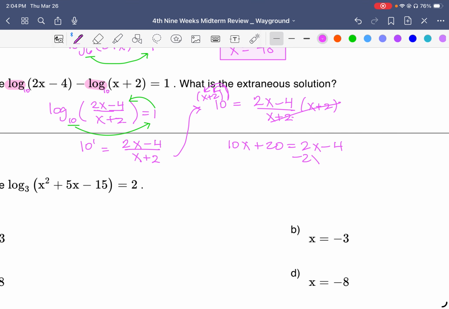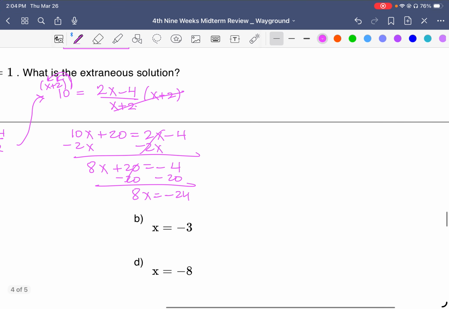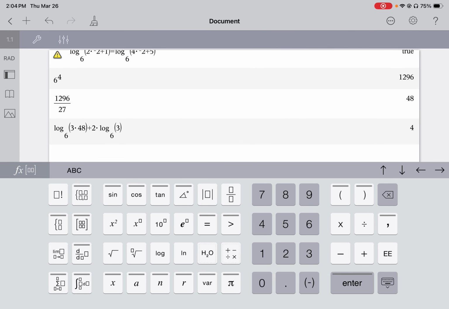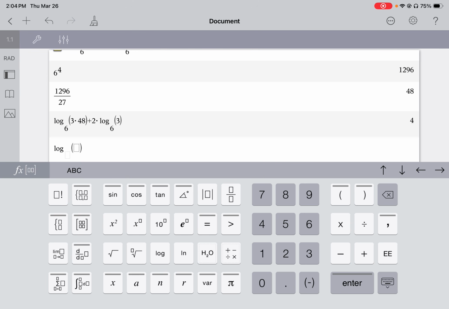I'm going to get x by itself by doing reverse PEMDAS. I'm going to subtract 2x. You get 8x plus 20 equals negative 4. I'm going to subtract 20. That gives me 8x equals negative 24. And then for the last step, we're going to divide by 8. And we get that x equals negative 3. Okay, let's plug it in and see what happens. Remember, I'm only plugging in the left side, and then I'm going to see if it equals 1, because 1 is what's on the right side.